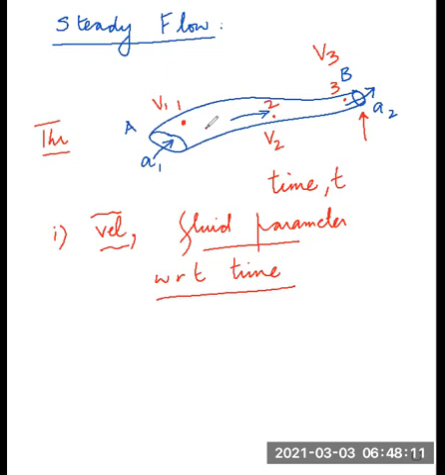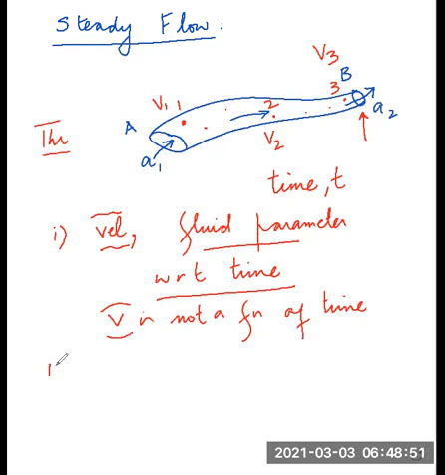You can take any point, not just points 1, 2, and 3, any point in this conduit. If you concentrate your attention on that point, at that point, the fluid velocity is constant with respect to time. That means velocity is not a function of time, right? What does that mean? Only when the velocity varies with respect to time can we say velocity is a function of time. It's not the case right now, right? So dv by dt would be equal to 0, right?